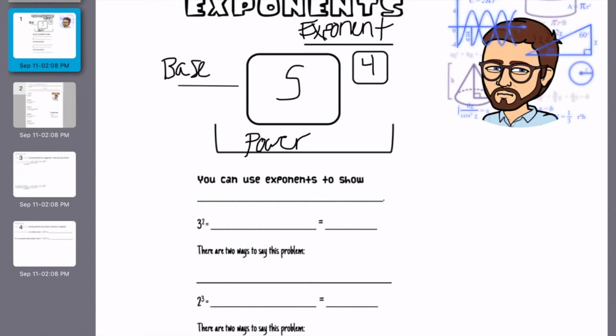Okay? You can use exponents to show repeated multiplication. Again, I know that my handwriting isn't great. Working on it though. So, for example, 3 squared is essentially 3 times 3, which is, of course, equal to 9. But there are two ways to say this problem. So you could say 3 to the 2nd power or 3 squared.